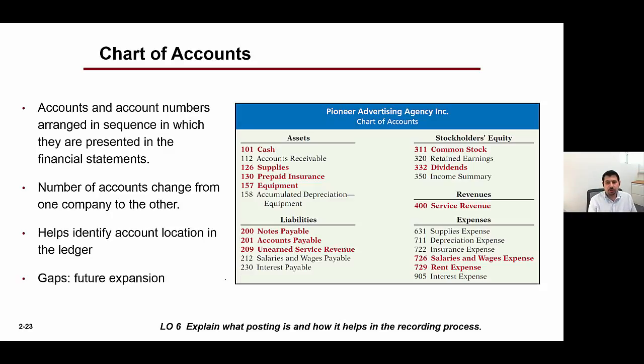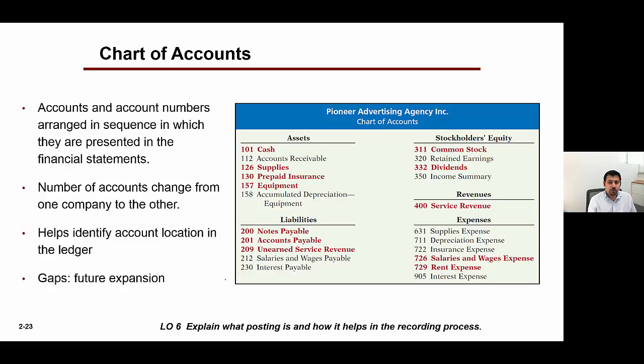Now the number of accounts depends on the level of detail the management wants. So for example, you might have one account for utilities or separate accounts for utility expenses such as gas, electricity, and water. It also depends on the size of the company. So you don't expect a company like Procter & Gamble or Walmart to have the same number of accounts as a small company.